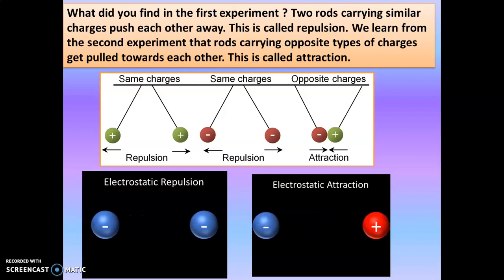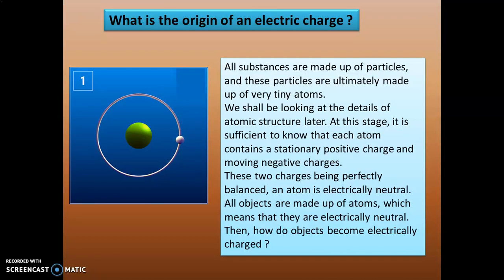Now we will move further. Let's see what is the origin of an electric charge, how exactly electric charges develop. As we have already studied, all substances are made up of particles, and these particles are ultimately made up of very tiny atoms. So matter or substances are made up of atoms.